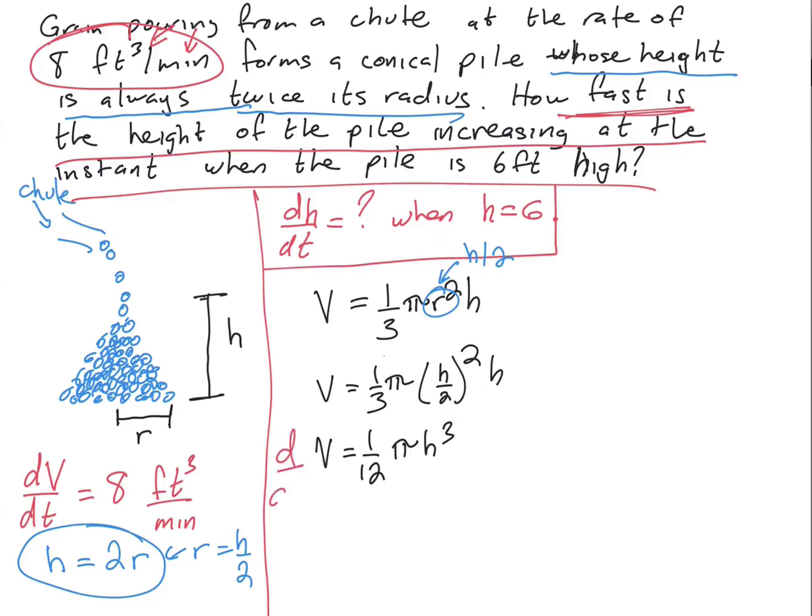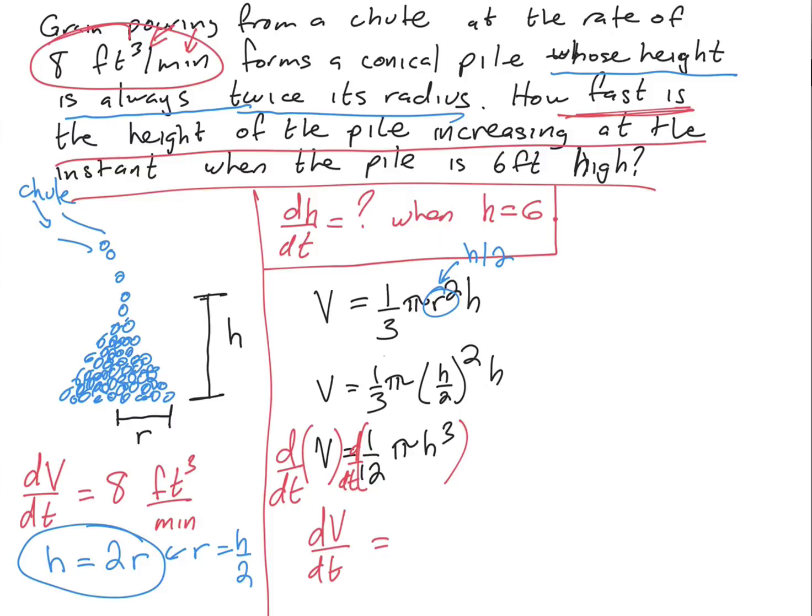So now this is no problem. We're on the right track here. No product rule necessary or anything like that. On the left side, we'll have dv over dt, right? On the right, what rule do I have to use there? I have 1 over 12 pi h cubed. What rule do I use there? Just the power rule, right?